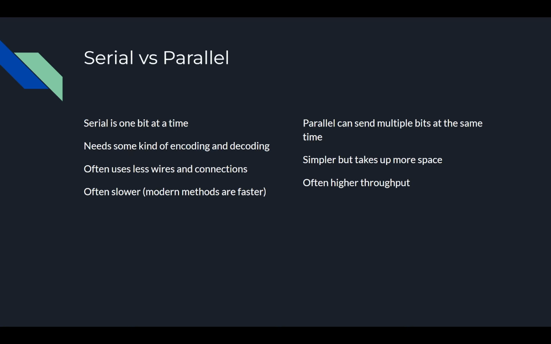Parallel connections send multiple bits at the same time. They're simpler because you just run a bunch of different wires, but because there are a bunch of different wires, it takes up more space. You often get higher throughput. For example, on serial, you might take like 8 clock cycles to send a word, but if you have like 8 wires on parallel, you just use 1 clock cycle to send the whole word.